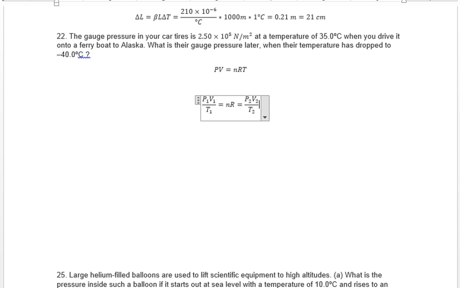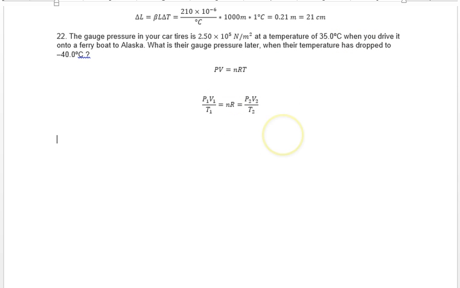So PV over T for the first instance equals PV over T for the second instance. And in fact, since the tire is essentially a container, the volumes cancel out, V1 equals V2, and so we're left with P1 over T1 equals P2 over T2, right? Now we know P1, we know T1, and we know T2. All right, so what is T1?